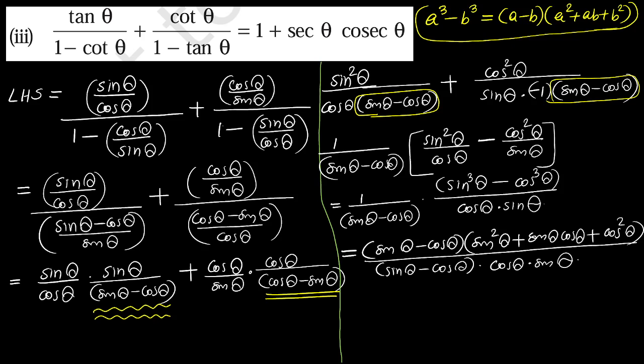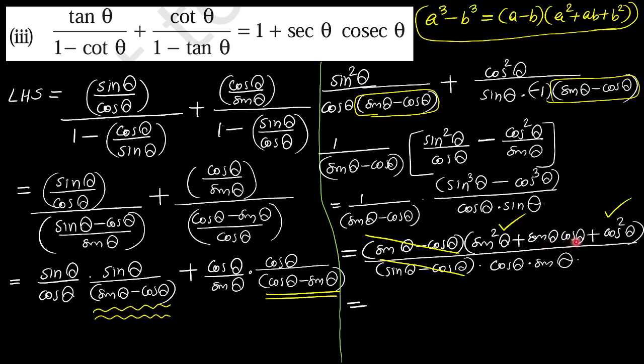So what I have done is a cube minus b cube is written as a minus b into a square plus ab plus b square. So sine theta minus cos theta cancels in the numerator and denominator. Let me complete it. After that you can ask me doubts. Any other simplification? Yes. Sine square theta plus cos square theta. Can you see that? First of all, 1 minute.